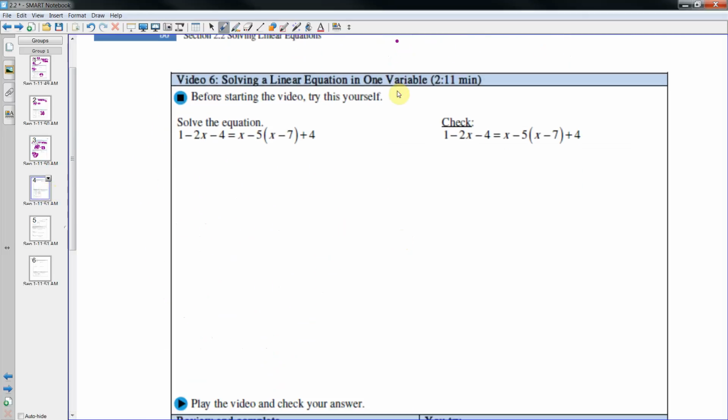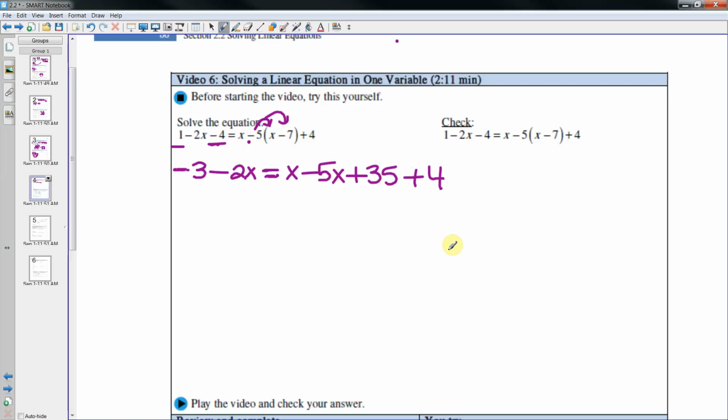Alright, so let's try this one. We've got parentheses. Now I've got things going on. I see a 1 minus a 4. I'm going to put those together on the left side. So negative 3 minus 2x equals, I have an x. Now I need to distribute the negative 5. That's a negative 5 because I got that negative right there in front of it. So negative 5 times x would be minus 5x. Negative 5 times a negative 7 would be plus 35. And then I have a plus 4 out to the side.